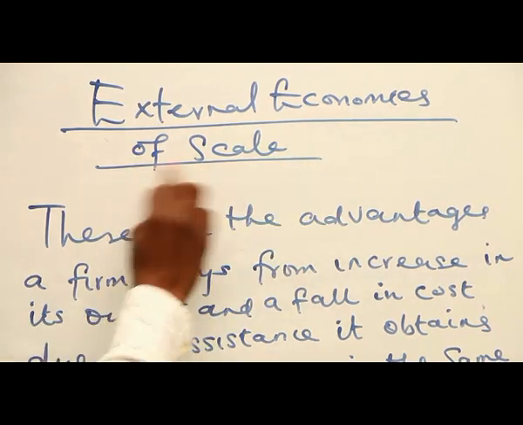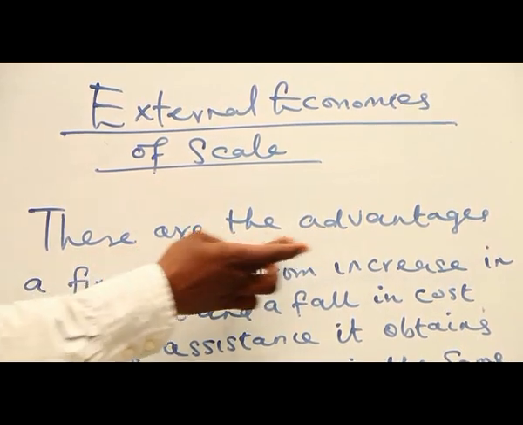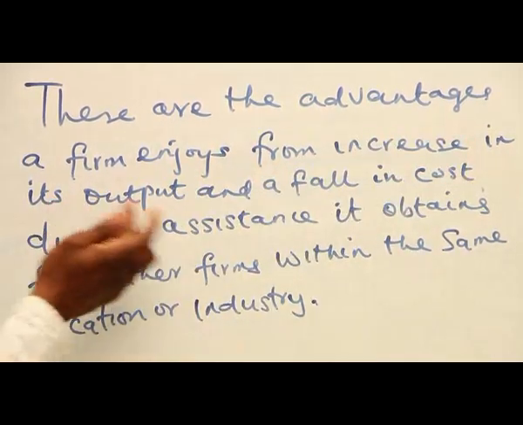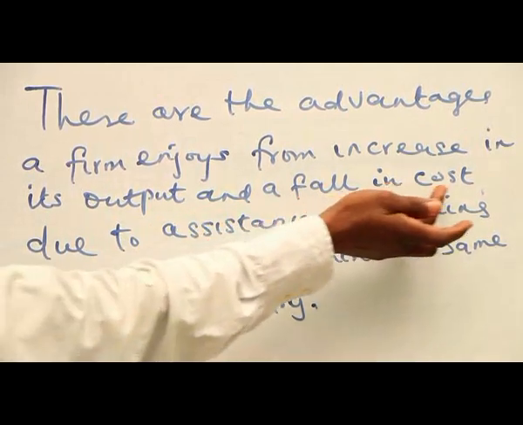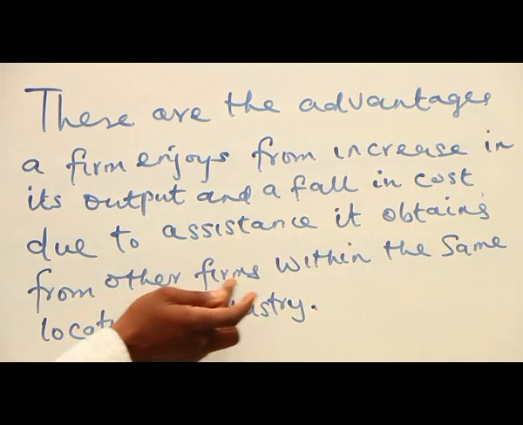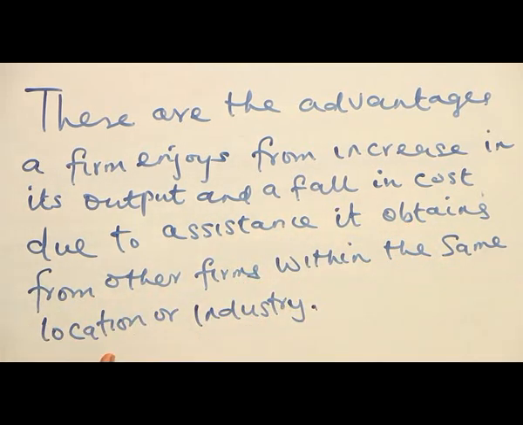External economies of scale. These are the advantages a firm enjoys from an increase in its output and a fall in cost due to assistance it obtains from other firms within the same location or industry. Now, apart from the single effort of a firm toward its activity, every firm can also derive advantages within the location of the industry. What we are trying to understand here is that apart from your own efforts, there are other advantages you can derive.